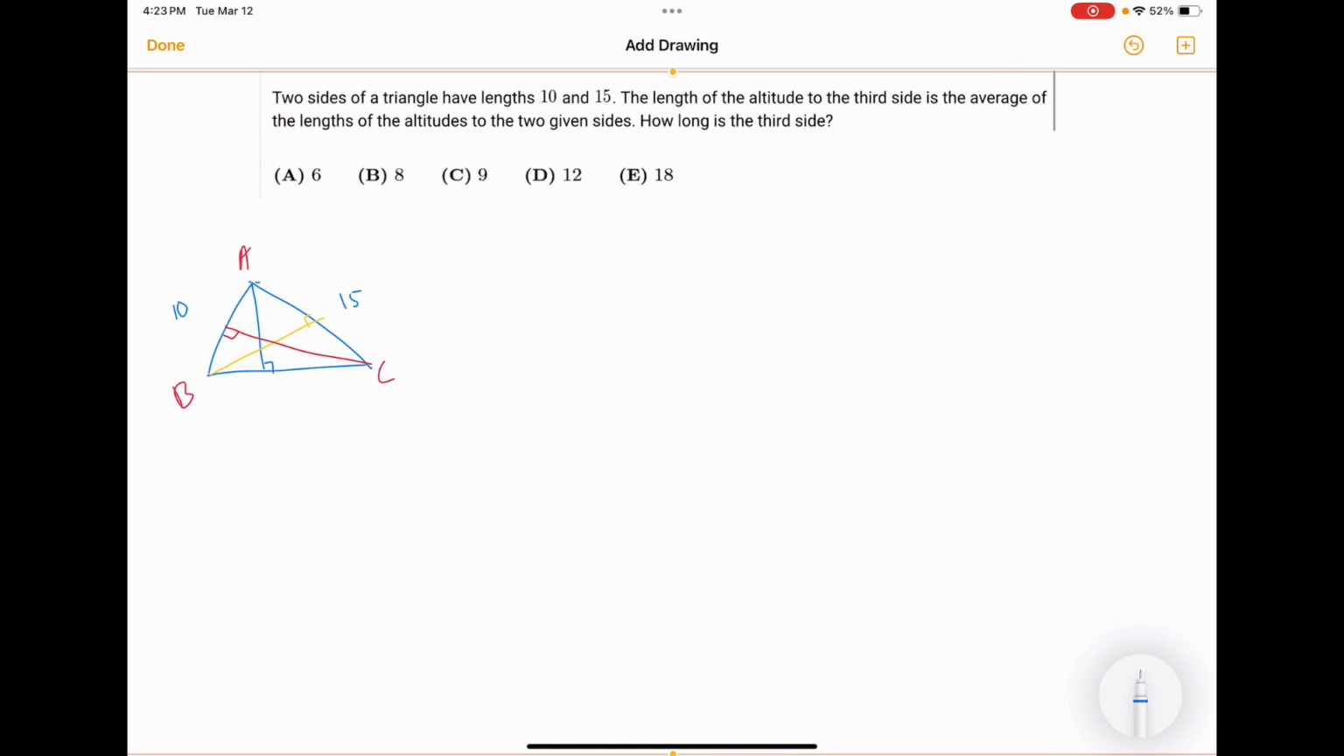I am just going to let the height of the altitude to the side of length 15 be H1. And then the height of the altitude to the side of length 10 would be H2. And so the height to the unknown side would be H3.